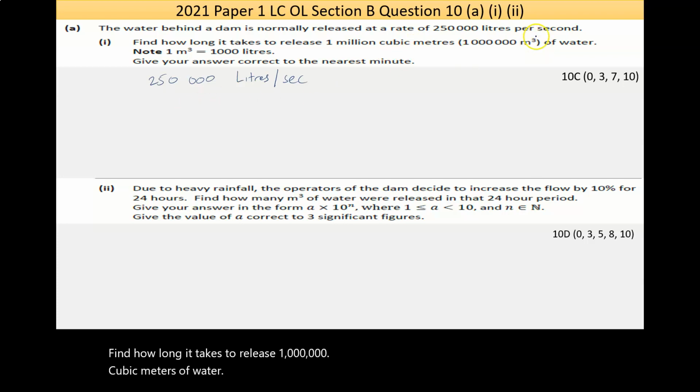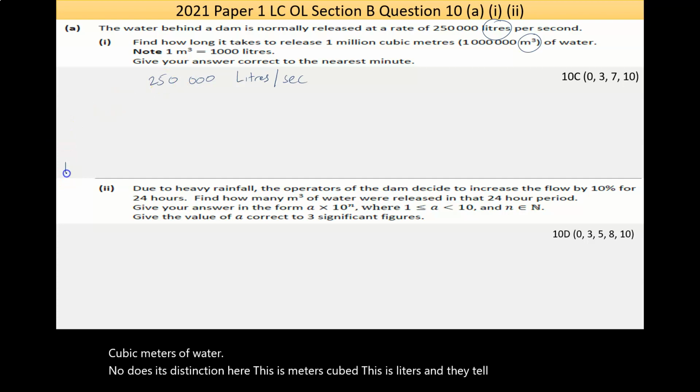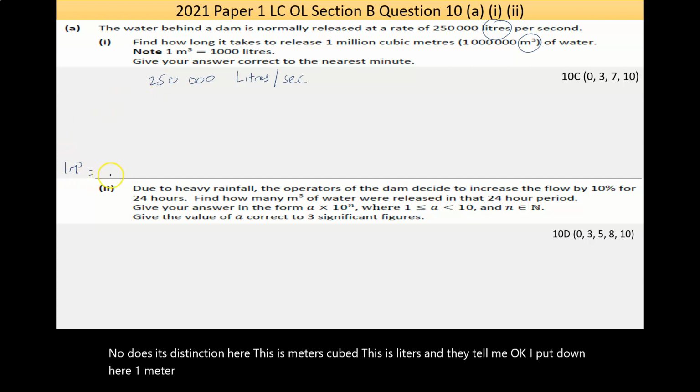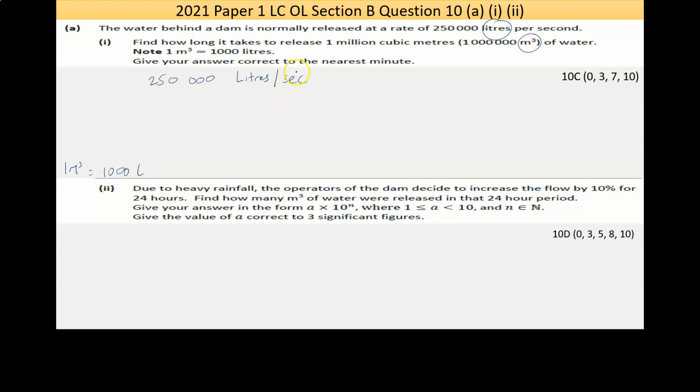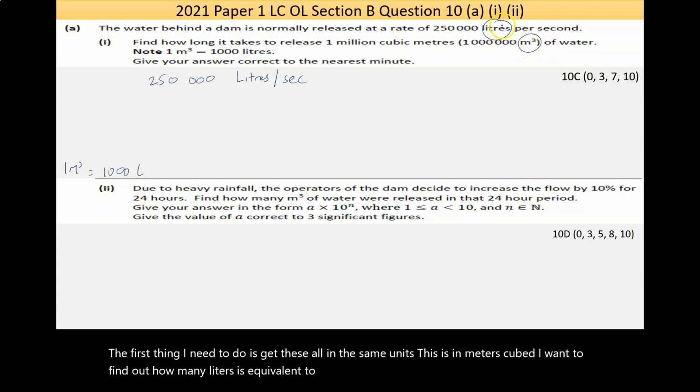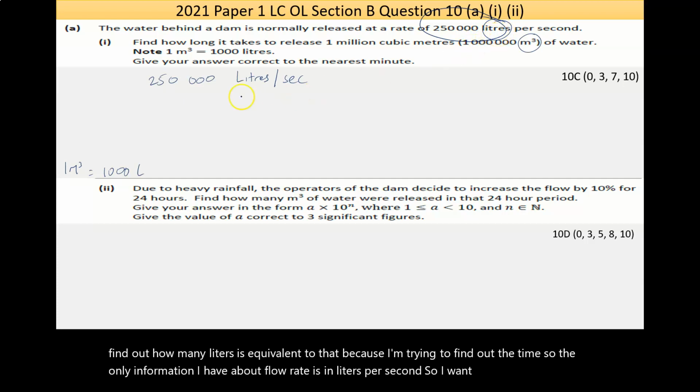Now, there's a distinction here. This is meters cubed, this is liters. And they tell me, okay, I'll put down here, 1 meter cubed is equal to 1,000 liters. Now, the first thing I need to do is get these all in the same units. This is in meters cubed. I want to find out how many liters is equivalent to that, because I'm trying to find out the time. So the only information I have about flow rate is in liters per second. So I want everything in liters, basically.